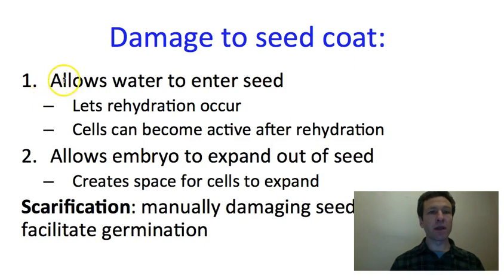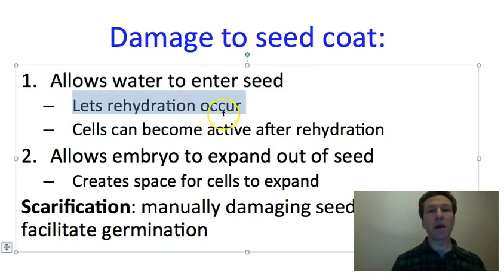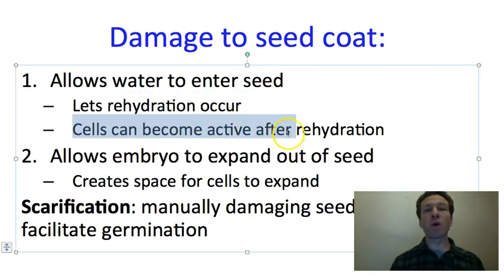First, it is allowing water to enter the seed. So the seed coat can be impermeable, and once there's a nick in it, then there's a way for water to get inside. Once water gets in, then the cells that have desiccated or dried out inside can rehydrate. And water is necessary for most cellular reactions, so rehydrating will allow these cells to become more active.